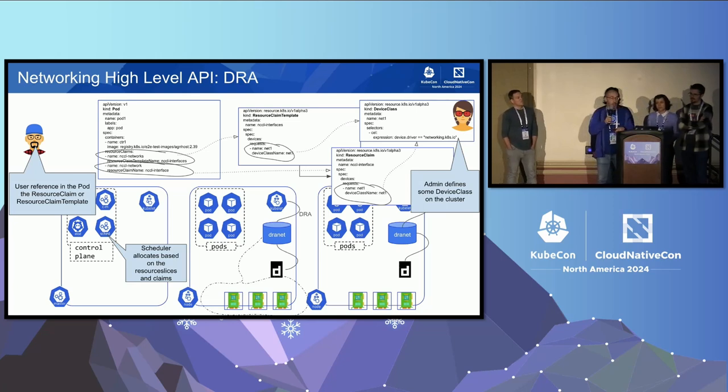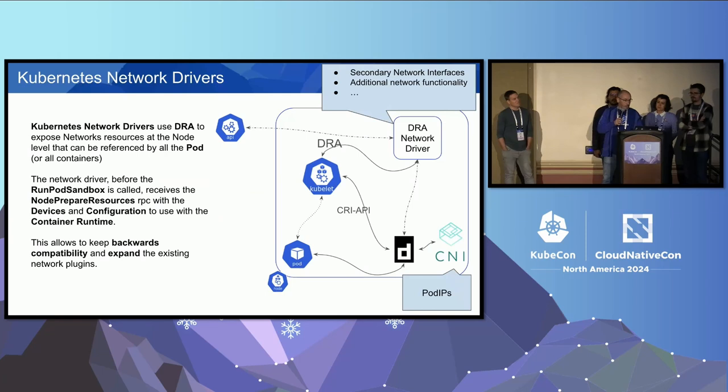DRA is a bit complex. This diagram tried to represent a bit the user stories, but we'll work toward the graduation of this API on improving the user experience with, I don't know, more high-level abstraction for networks, something like that. So if you are interested, the feedback at this moment is very appreciated, because it will help to model the semantics and the user experience of this feature.